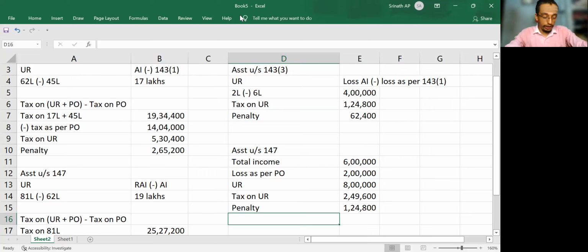Hope you are able to understand this. In case you have got doubts, we will discuss. Otherwise, let's move on to understand exclusions from underreporting of income. The following will not be considered as underreporting of income.